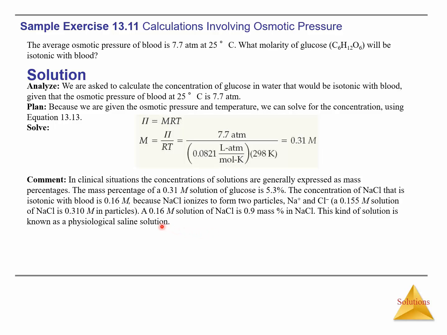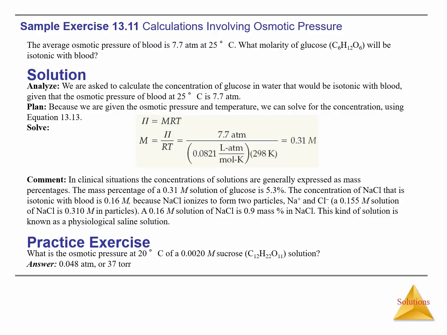And actually, half of it, a 0.16 molar solution of NaCl, is 0.9 mass percent NaCl. This kind of solution is known as a physiological saline solution. You can solve the practice exercise by yourself.